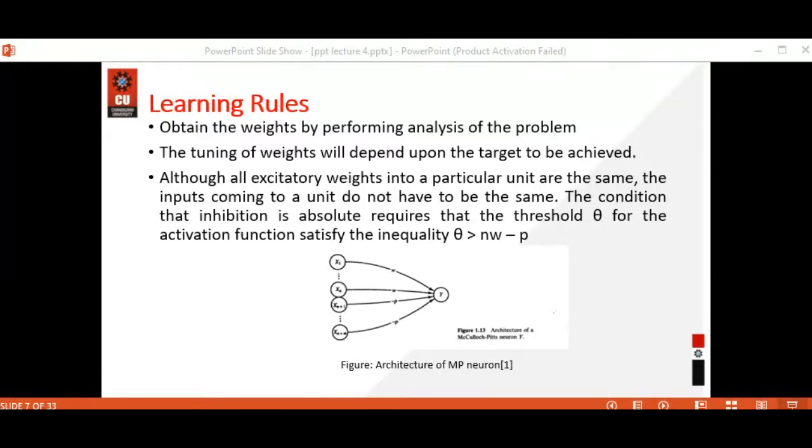The weights for the upper two segments is W. That is, we have taken the positive weight value as W, and the negative weight value we have taken as minus P. So you can see all the positive weights are W and all the negative weights are minus P. So all the excitatory weights are the same and all the inhibitory weights are the same. Fine. So this is the requirement of your MP neuron. We need to take excitatory weights the same and inhibitory weights the same.